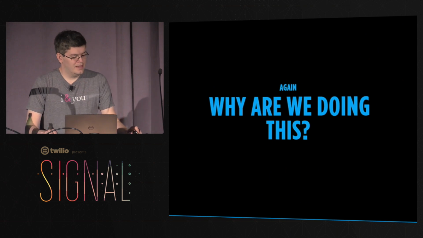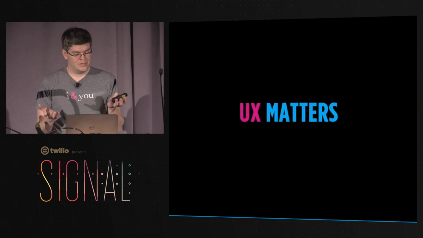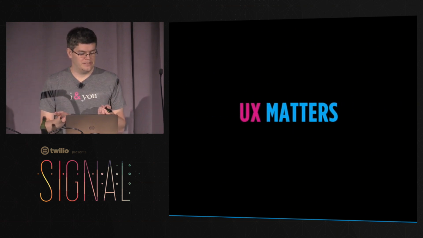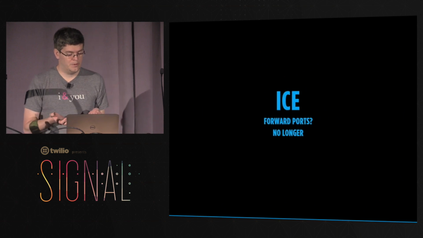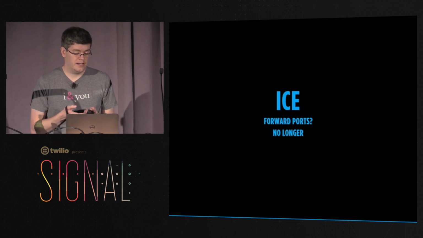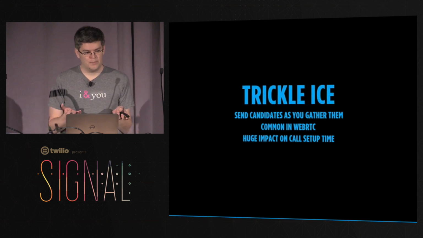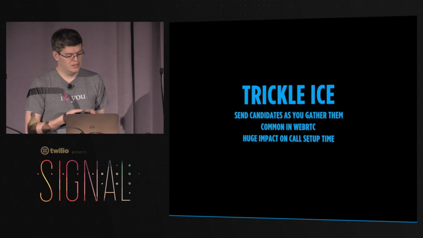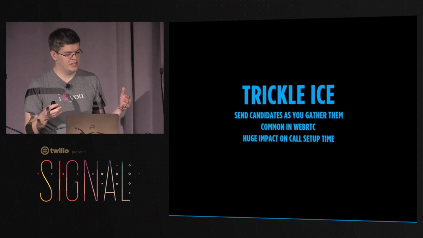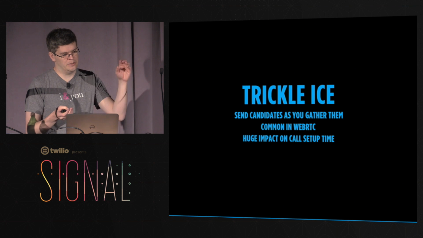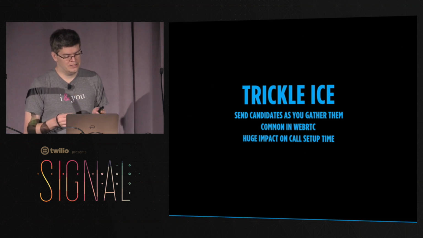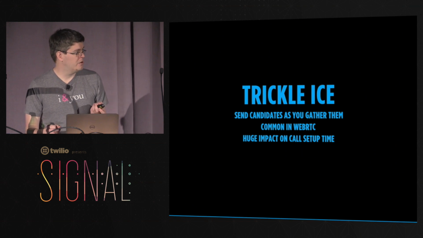So again, why are we doing all this? It's a lot of effort. Because in the end, it's the user experience that matters. So we've seen that before. Forwarding ports like it's 1999, no longer. Instead, we have the ICE mechanism, which does all that for us. And we have been optimizing that with something called Trickle ICE. So you send any candidates you need to exchange as you gather them, instead of gathering them all, then sending a big batch of candidates. This has been made common in WebRTC, and it has a huge impact on the call setup time.